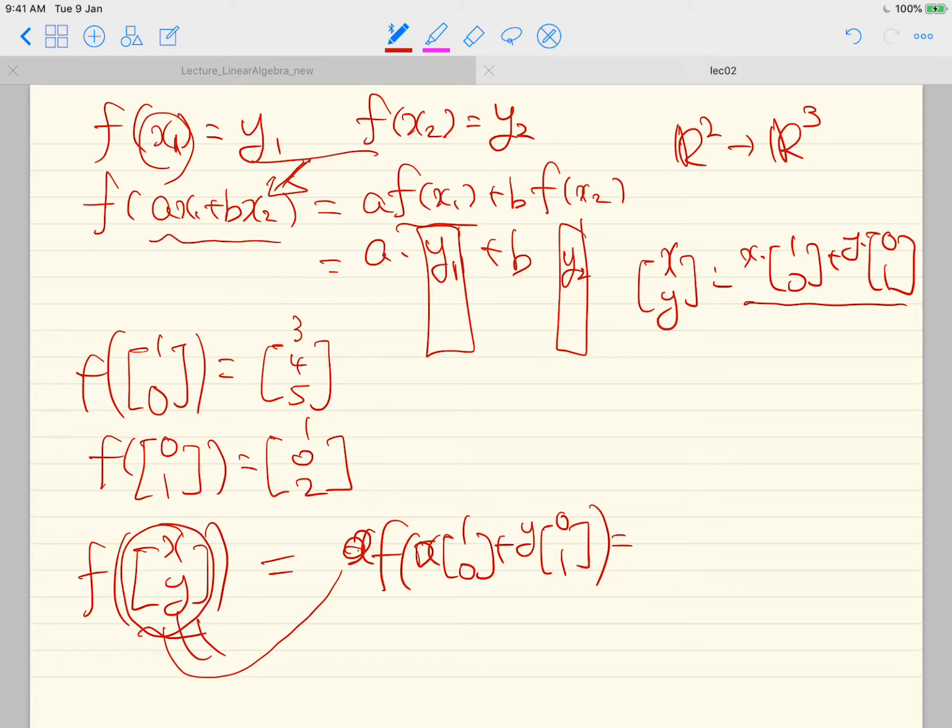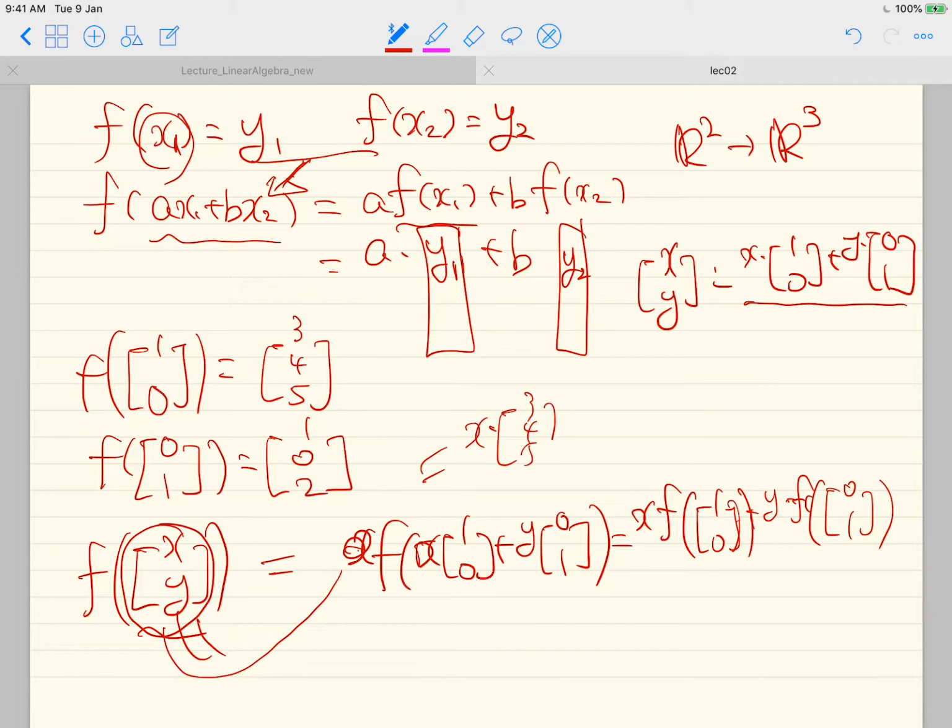So if it is a linear transformation, it equals x times f of 1, 0 plus y times f of 0, 1, right? And so x times 3, 4, 5 and y times 1, 0, 2, and that will be the matrix with columns 3, 4, 5 and 1, 0, 2 multiplied by x, y. Sorry for the bad handwriting.